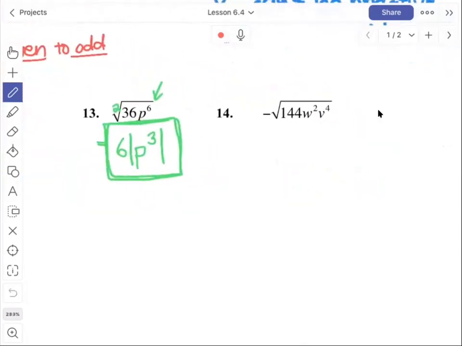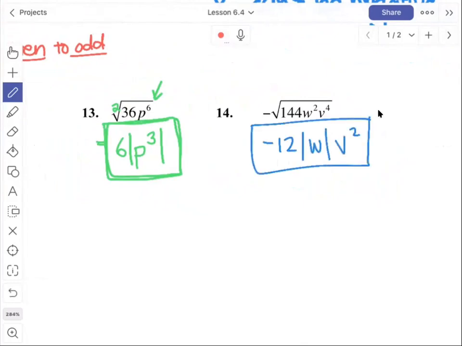Okay, let's do one more to get a little more used to this. Michael Y, help us out with this one. Would that be -12 absolute value w v squared? Nicely done. And yep, that is all you need to do. All right, well done. Questions, type in the chat. Let me just give people a moment to look through that. Well done, Michael.